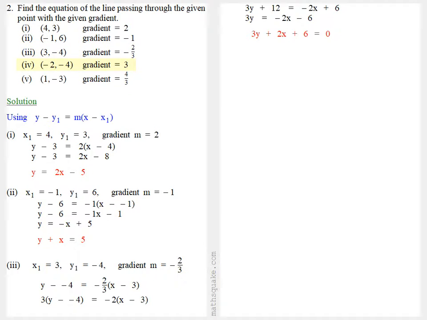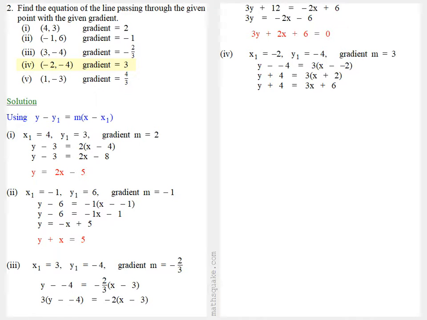Now in part 4, the point is (-2, -4) and the gradient is 3. So we have x1 is equal to -2, y1 is equal to -4 and the gradient m is equal to 3. Substituting it in the equation, we have y take away -4 equals 3 into x take away -2. So that's y plus 4 equals 3 into x plus 2.